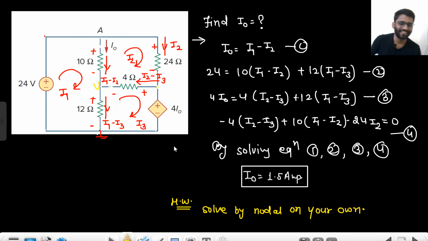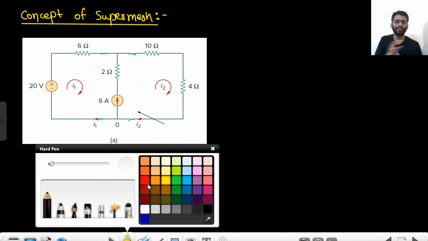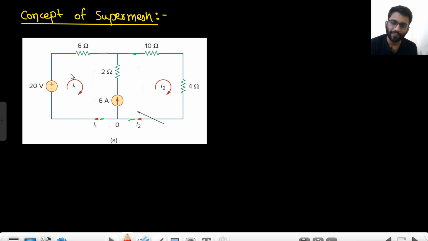Solve by nodal analysis. Just assume the potential V here. Let's see the concept of supernode. This is just a simple problem. You don't need to think we are applying supernode or anything like that. If I make I1 current like this and I2 current like this, tell me what is the value of current in this branch?